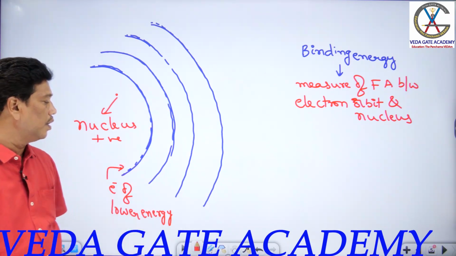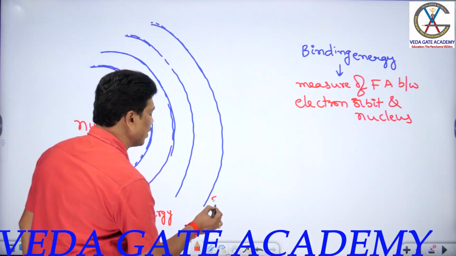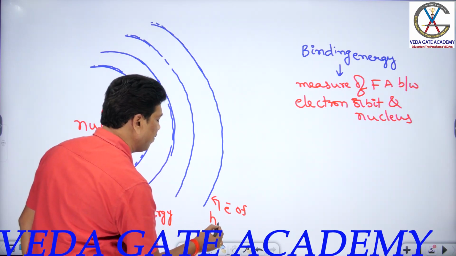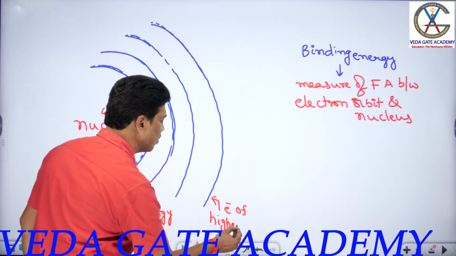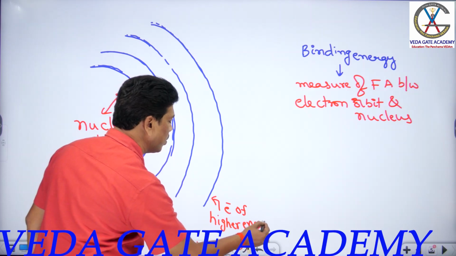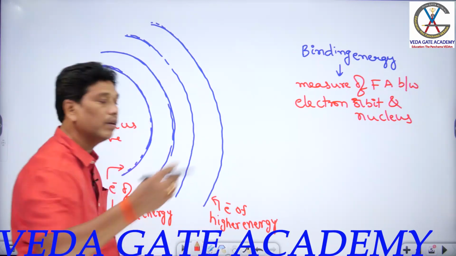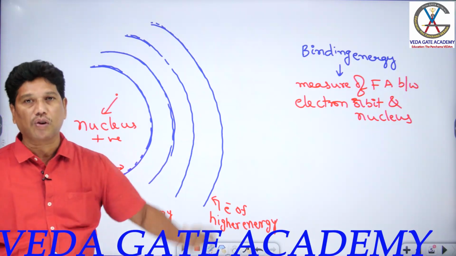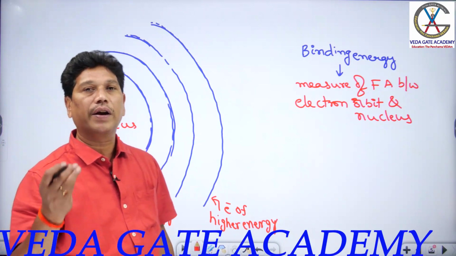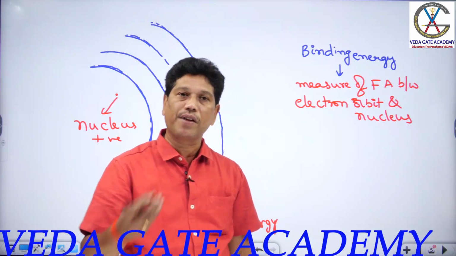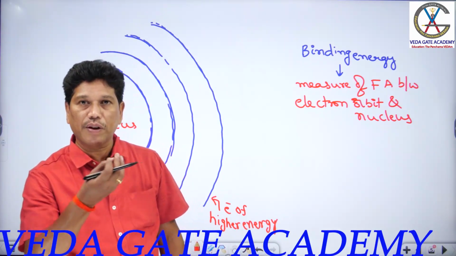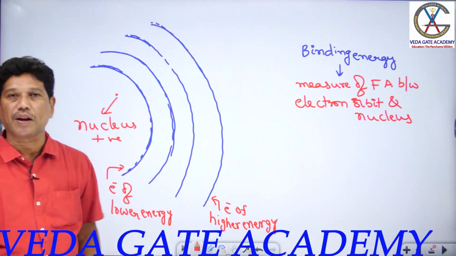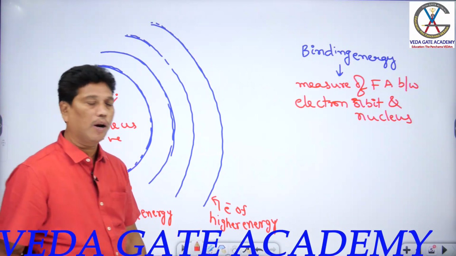Who is this one? This is an electron of higher energy. Confirm my option? Electron of higher energy, right? So as the energy of the electron increases, it spins further from the nucleus, and such an electron requires less energy to become free. If the electron is revolving very close to the nucleus, it requires more energy to become free.